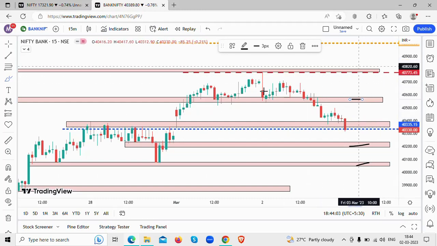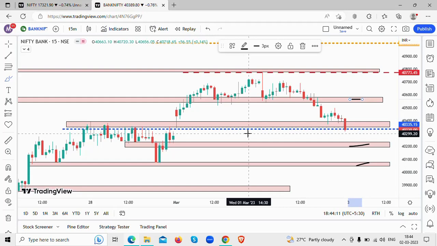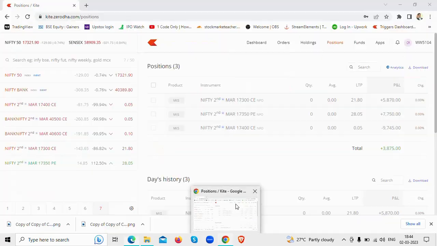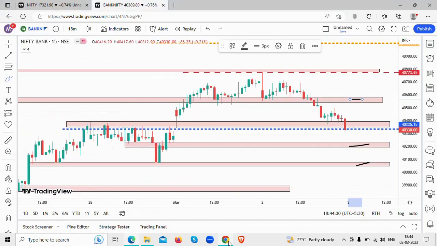So this is the Bank Nifty level. As you can see from the thumbnail itself, I did take a trade. I was in a loss of minus 9,745, and then from there on, I changed my view, I changed my strategy, and I ended up with a profit of 3,875. So this is my position book, which you can see here. 17,400 CE was bought, 17,350 PE was bought, 17,300 CE was bought. So I played both sides of the market.